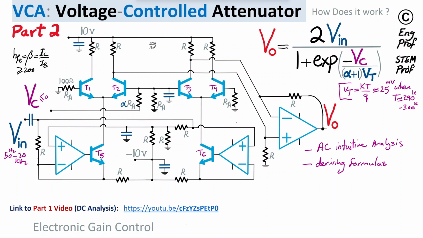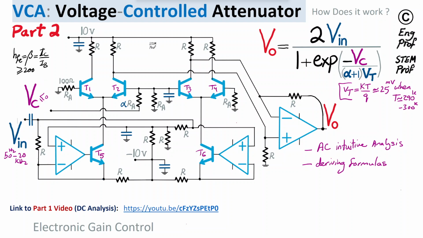Okay, so let's then start from the AC analysis. We already did the DC. One other note, the control voltage is a negative voltage. There is a variant of this circuit that can provide the possibility of a positive control voltage with a small change in the circuit. I'm going to talk about that in the third portion of this video.